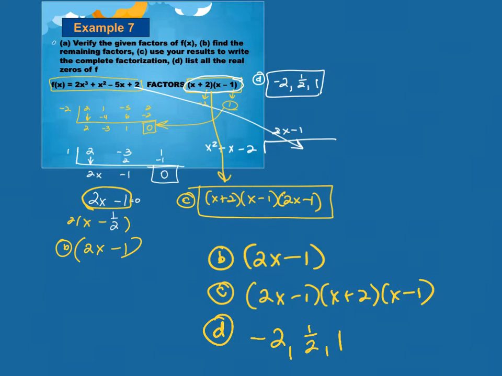Questions so far? Sometimes you'll see where they just give you one of these. You'll reduce it a degree, and then you'll factor what's left like the last one. Sometimes they'll give you 2. You reduce it 1 degree, use the second one, reduce it another degree, and then you'll get the last remaining factor.